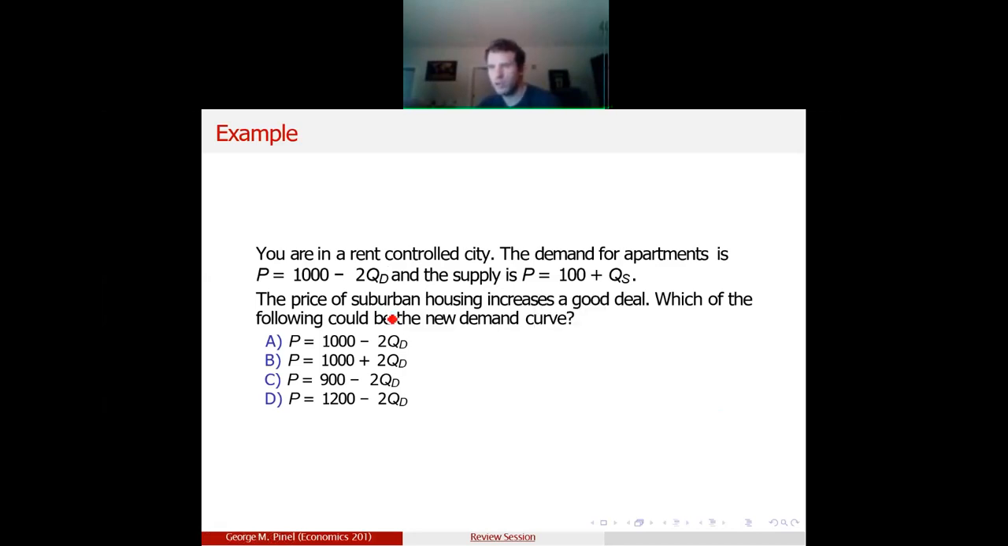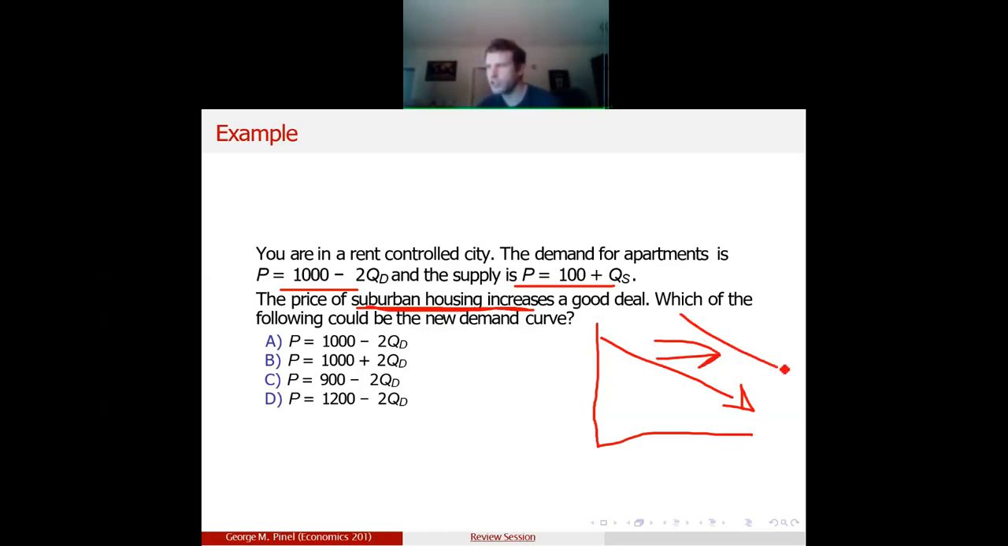All right. So we're in a rent-controlled city, same demand, same supply. Price of suburban housing increases. Not apartments, suburban housing. What is suburban housing? It's a substitute good. So the price of a substitute increases, demand should shift outwards. What happens when demand shifts outwards? The intercept should increase. So we have D.